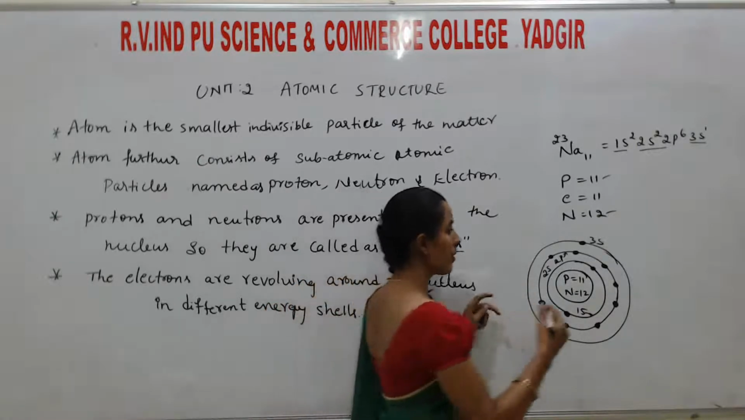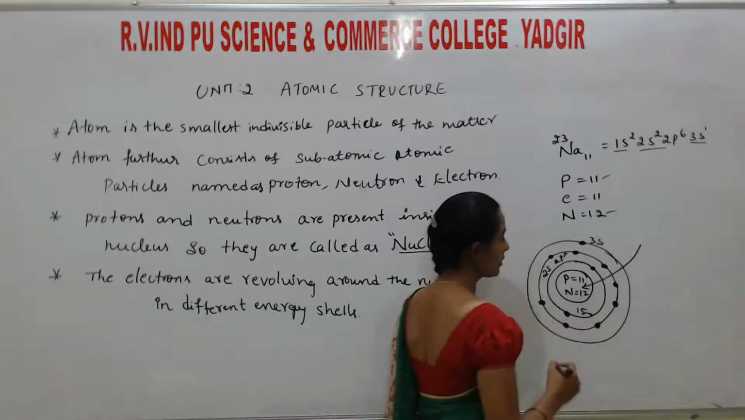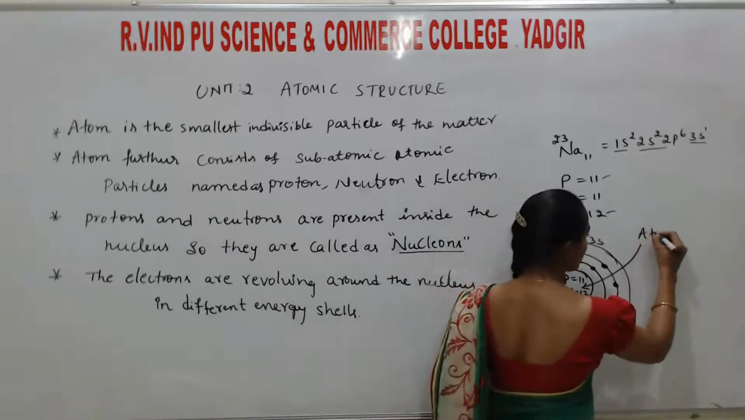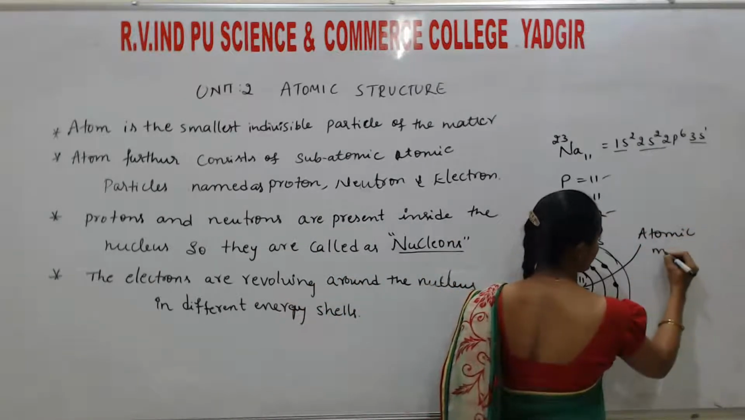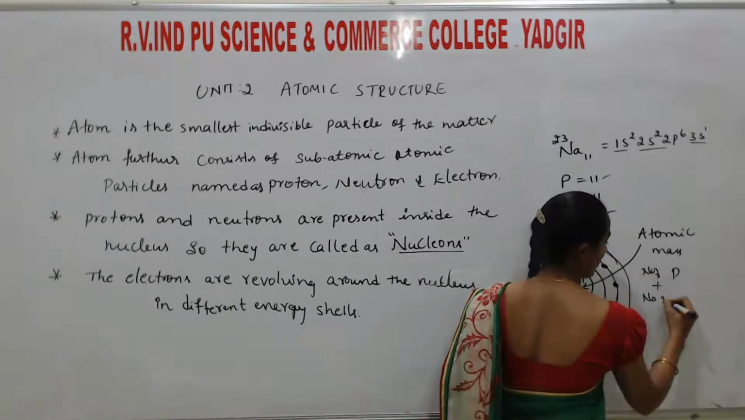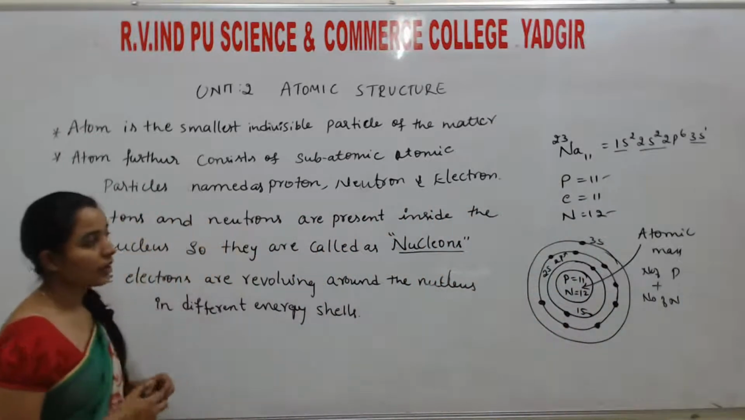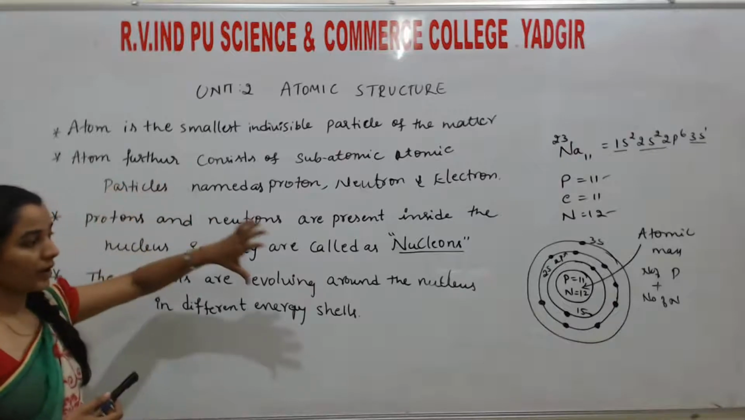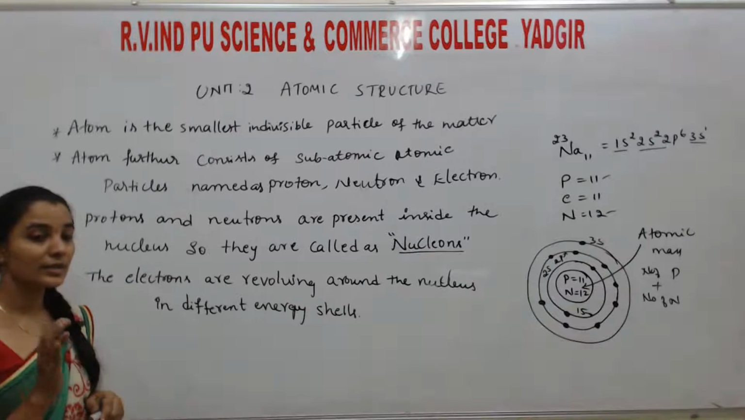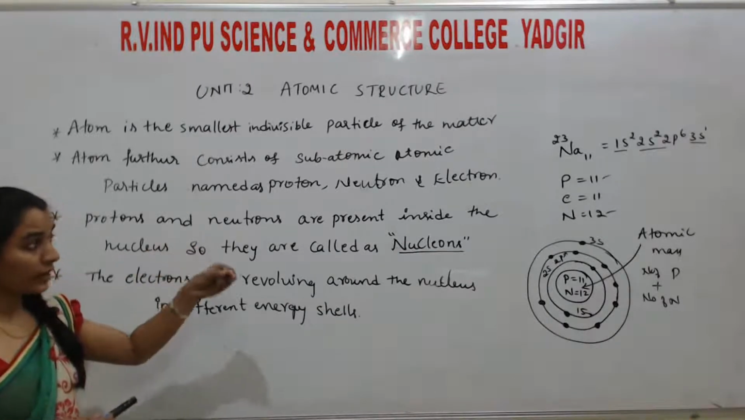So students, the mass of the element directly depends upon what? The density of the nucleus. So the atomic mass means what? Number of protons plus number of neutrons. So only the nucleus gives the atomic mass of the individual atom. The mass of the atom is defined by the number of protons and neutrons. Only the nucleus gives the weight to the atom.